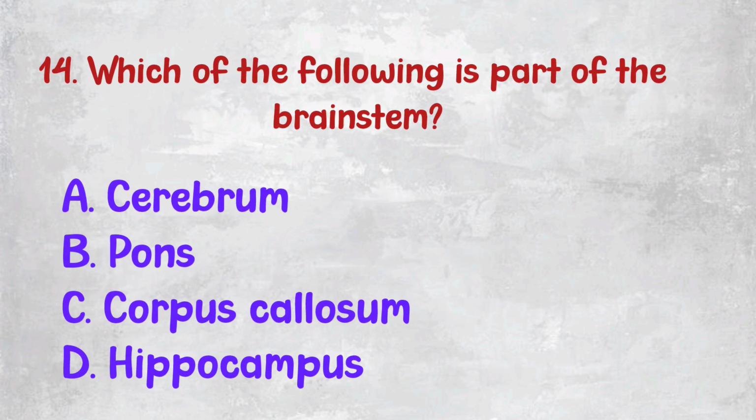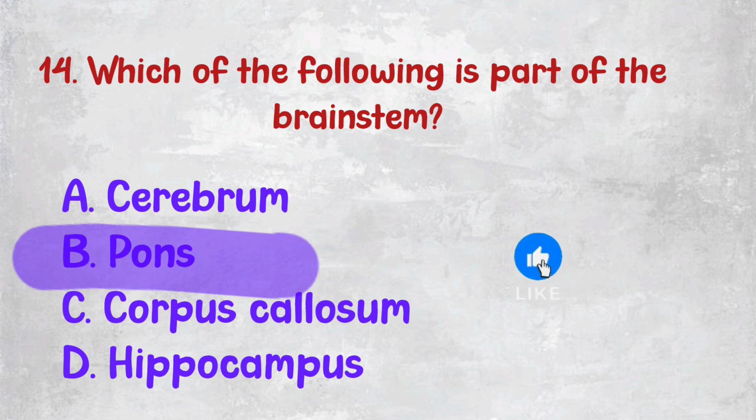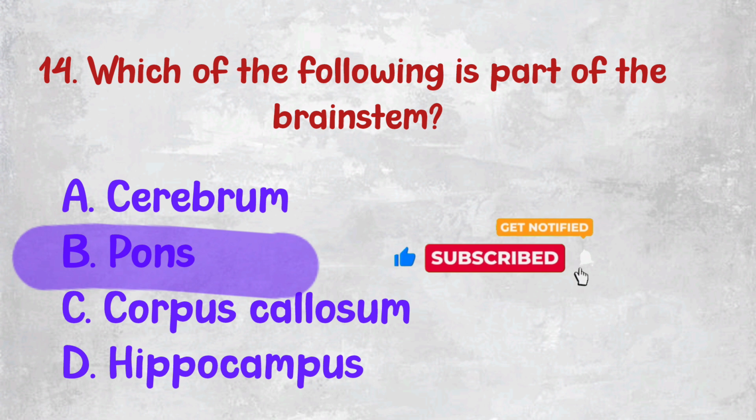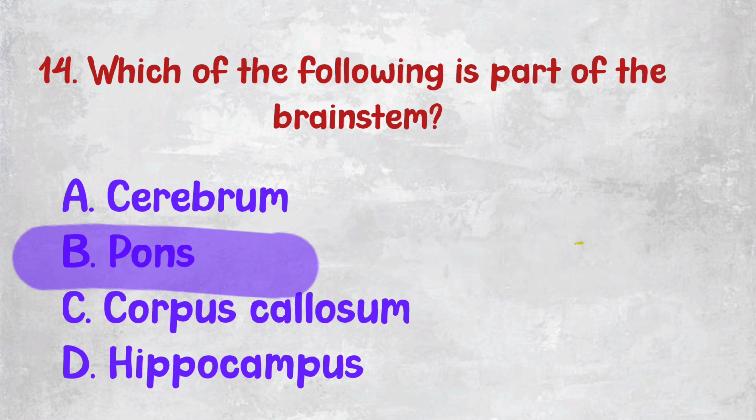Question number 14. Which of the following is part of the brainstem? We have A, the cerebrum, B, the pons, C, the corpus callosum, and D, the hippocampus. Our answer is B, the pons. The brainstem includes the midbrain, the pons, and the medulla oblongata, and it manages our basic life functions. So remember, the brainstem includes the midbrain, the pons, and the medulla oblongata.